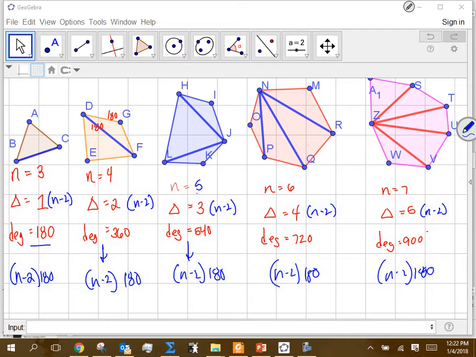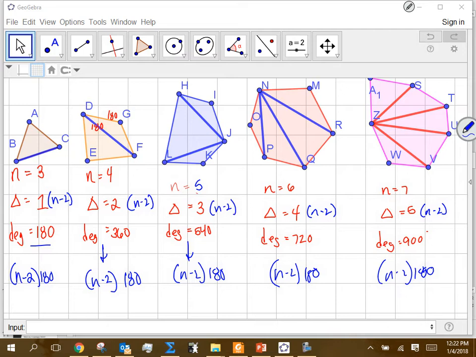So if I want to find the total number of degrees in, let's say, a 30-sided figure, you don't want to have to draw out 30 sides, do you? You now have a formula that allows you to do it. If I have a 30-sided figure, I want to know how many total degrees there are in there. That's going to give me n minus 2 triangles, so it's going to be 28 triangles. And I take those 28 triangles and multiply by 180, and it tells me how many degrees are in that 30-sided figure. Does that make sense?